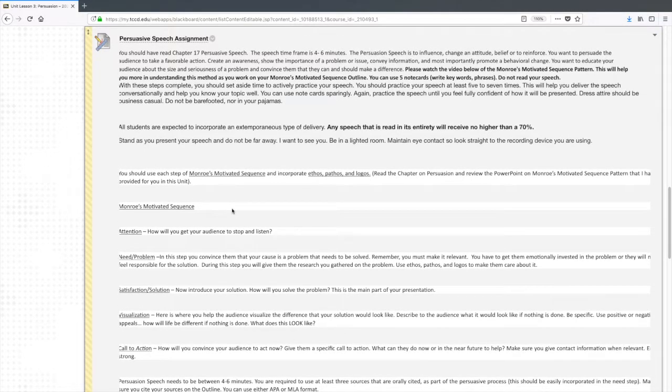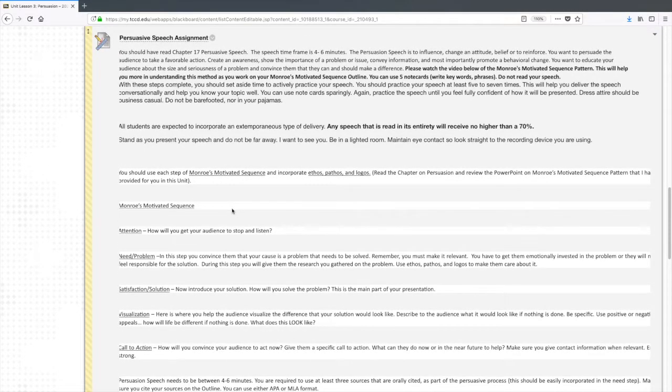Again, it is important that you read chapter 17 because it discusses ethos, pathos, and logos. These are the strategies that you use in a persuasive speech. So if you read the chapters, you would know what each one means. Ethos has to do with ethics, credibility. Pathos has to do with the appeal, that passion, that emotional appeal that you want to convey to your audience. And logos is the research that you have done. So please make sure you've read chapter 17.